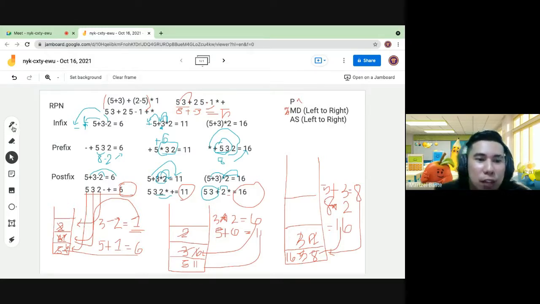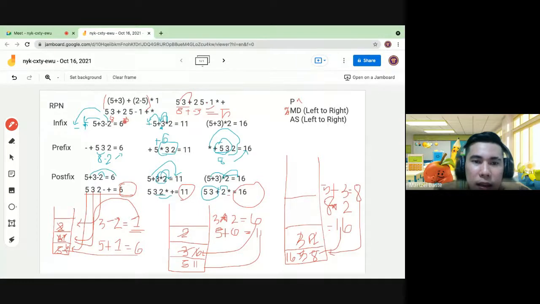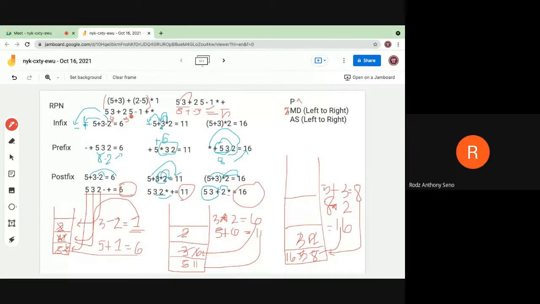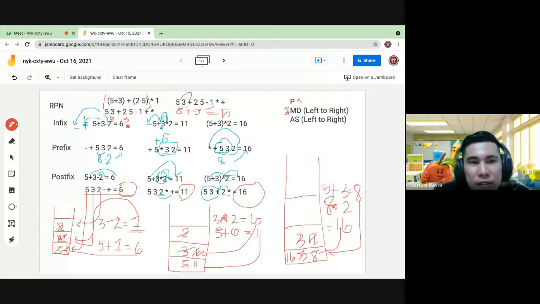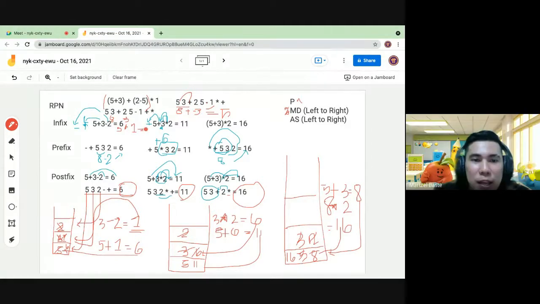Sige, let's perform this. So this is 8, and this is -3. Plus 8 plus -3 is 5, then times 1, which is still 5. Same lang.